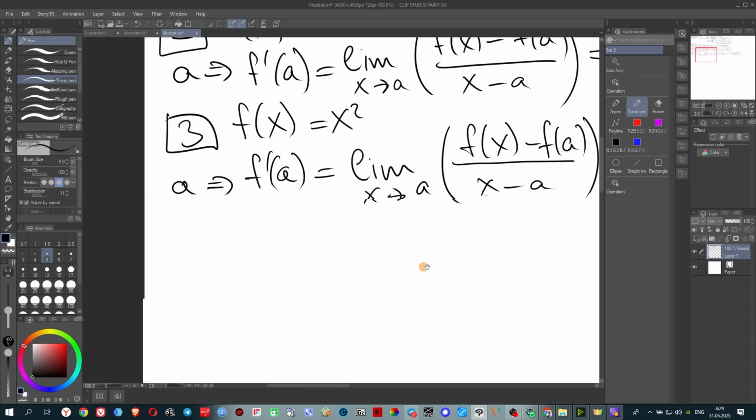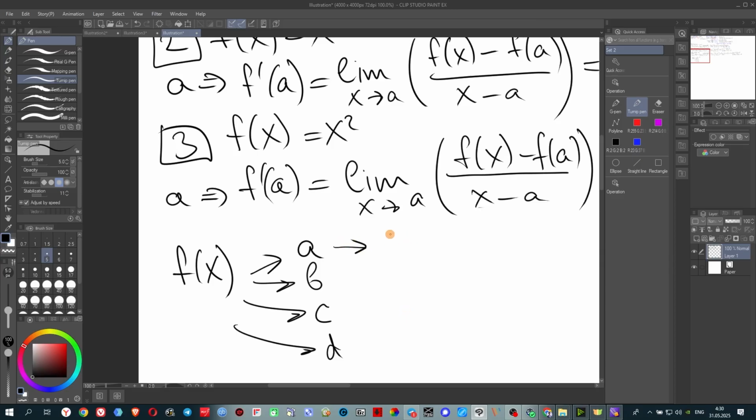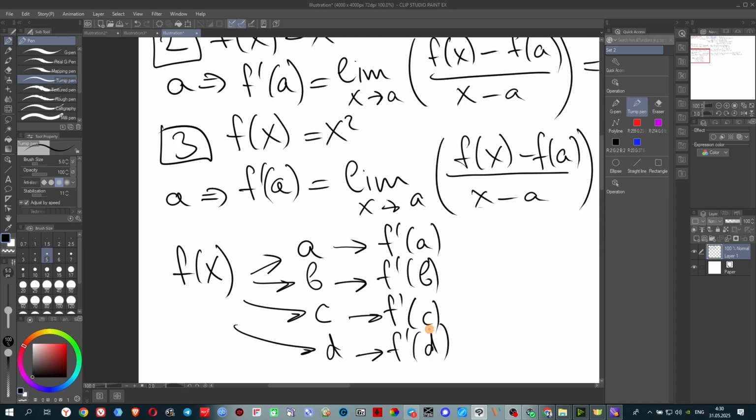If we have some function f of x, what can we do? We can fix different points a, b, c, d. At the point A, we can calculate the value f prime of A. At the point B, we can calculate f prime of B. At the point C, f prime of C. At the point D, f prime of D. So at every point, we can calculate its own derivative. Assume that all of them exist, that we can calculate these limits.